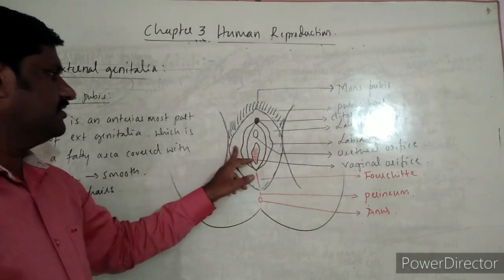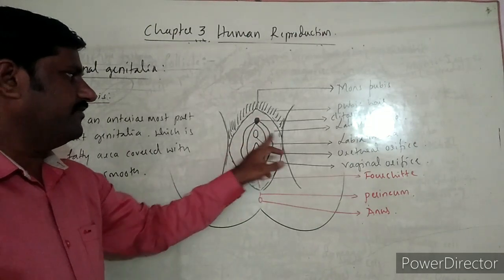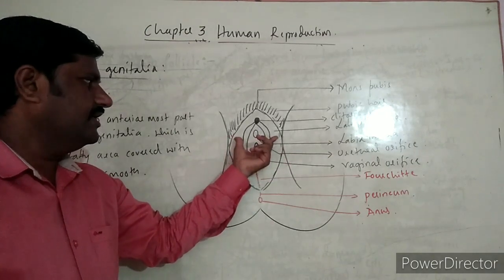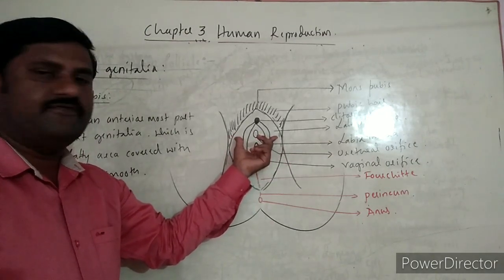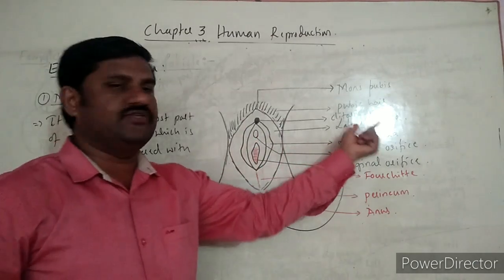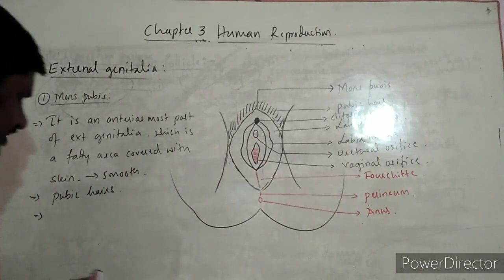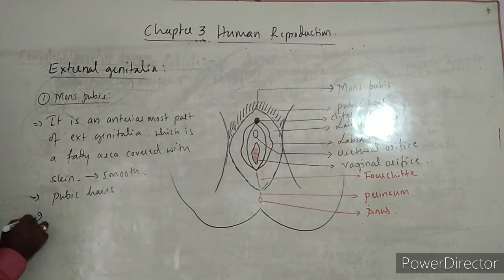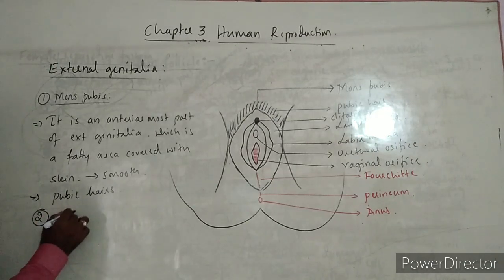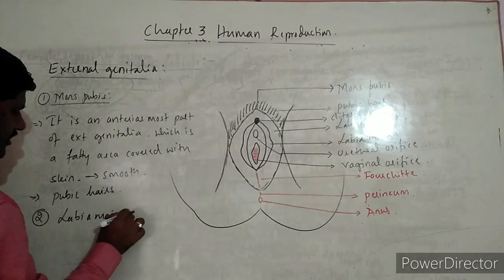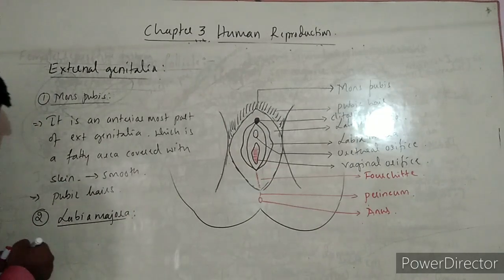Next one. So these are thick fleshy folds of the skin whatever we come across, and this thick fold of skin itself is called as labia majora. What is it called? Labia majora. Then what is the second part of this external genitalia? Labia majora is the second part.